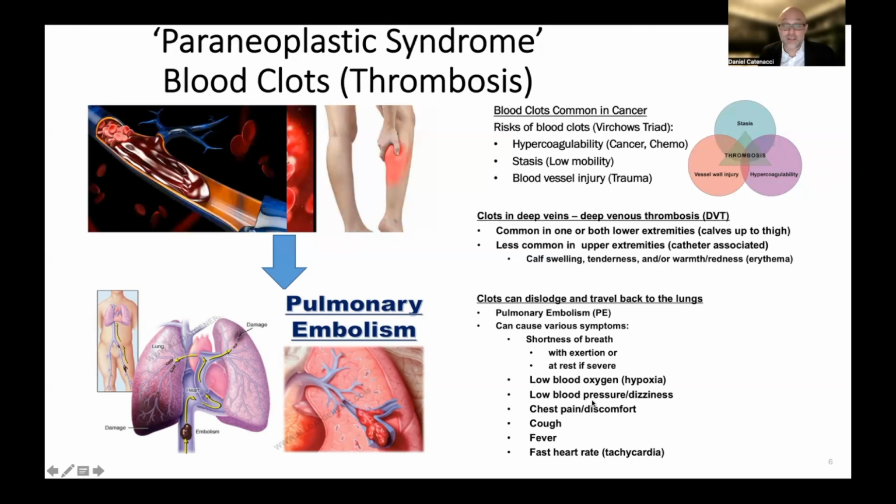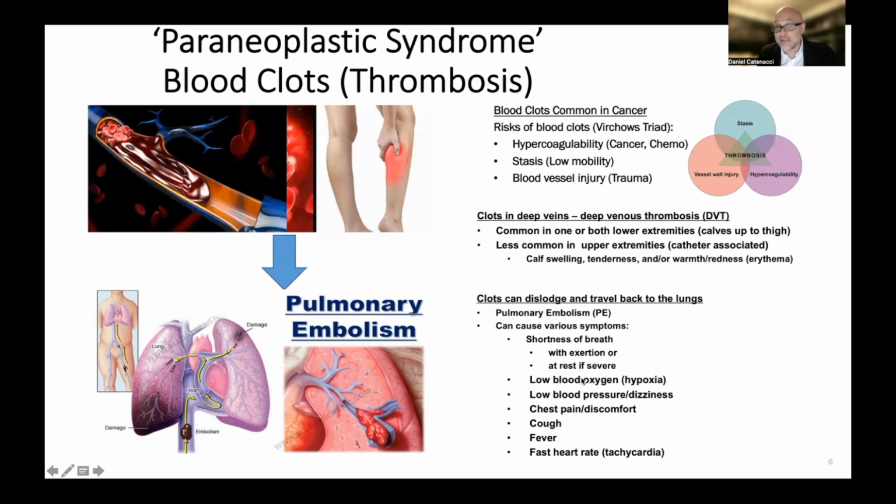blood pressure, can cause blood flow problems and dizziness, because there's not a lot of blood getting up into your brain, can cause chest pain or discomfort, often on the side where the blood clot lodged. It can cause coughing, can cause fever, can cause a very fast heart rate, which we call tachycardia. So again, a number of these could be going on at the same time, or only one of them.